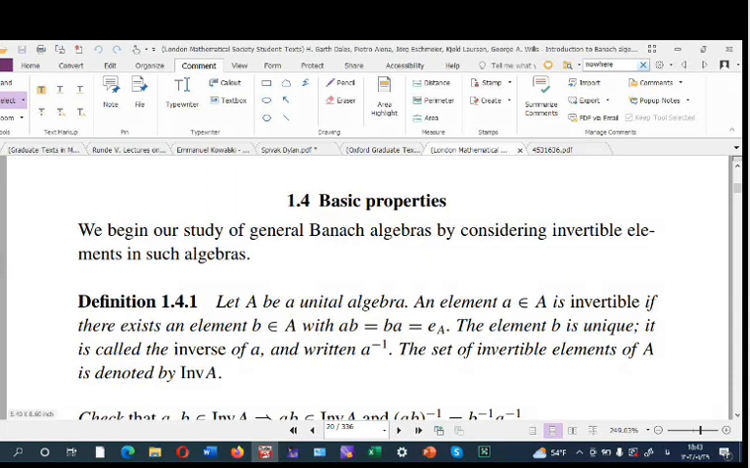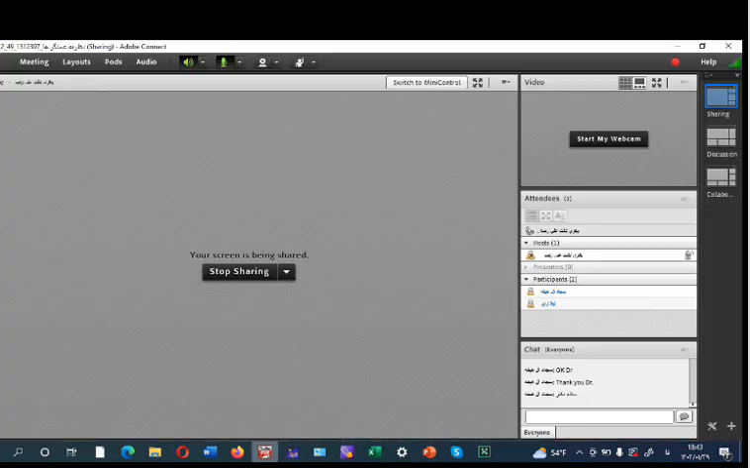The set of all invertible elements of A. It is not very trivial that the inverse element must be unique. Okay, the inverse element must be unique.